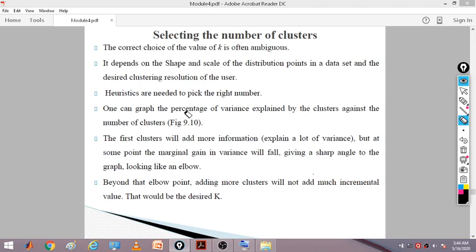So one can graph the percentage of variance explained by the cluster against the number of clusters. So you can find out what is the percentage of variance explained by the cluster. Seeing this graph, which we call an elbow graph, we can easily know the exact point for the number of clusters. So just look here.